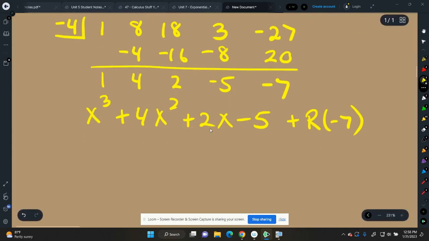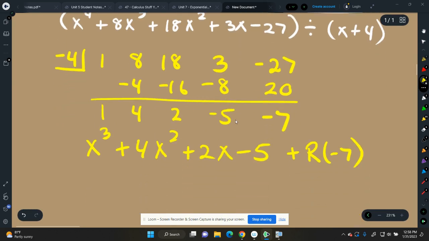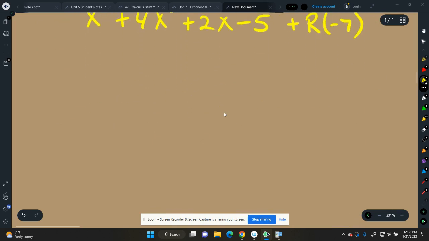Okay? That was so quick. This would have taken a long time with the tabular method. Okay, I'm going to show you something pretty cool for your homework.